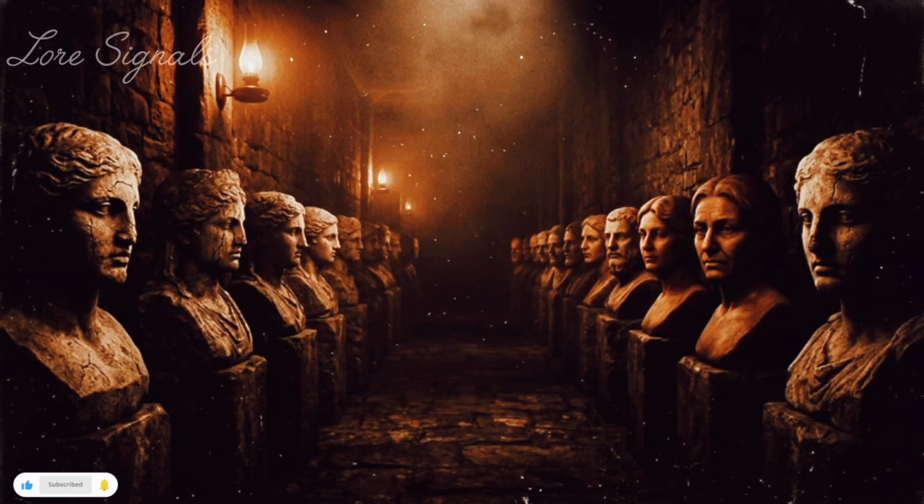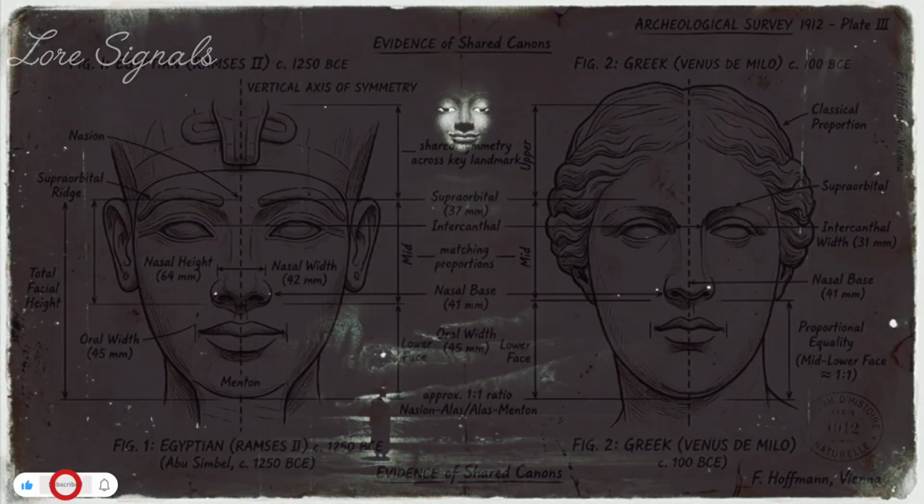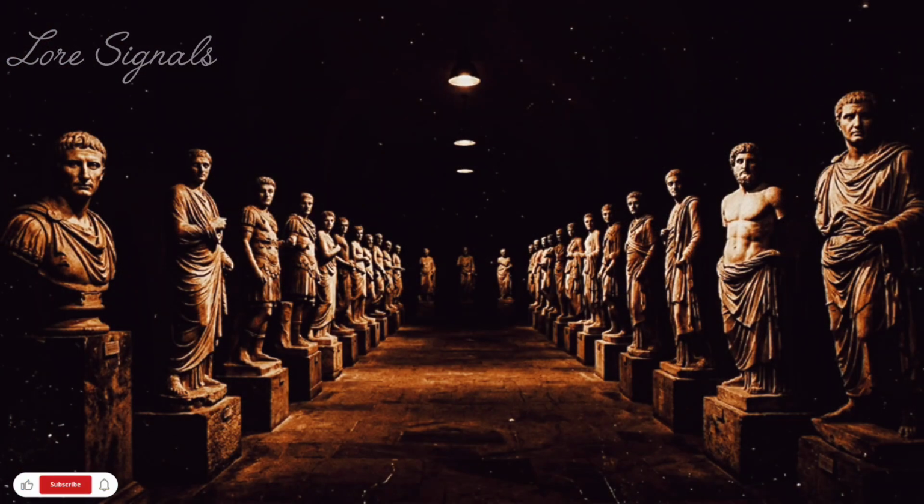There is also the question of influence. Artistic styles spread through trade, conquest, migration, and imitation. Greek sculpture influenced Roman work. Egyptian aesthetics shaped neighboring regions. Cultural exchange explains many similarities, but influence alone does not fully account for the emotional consistency, the stillness, the restraint, the strange absence of individuality.